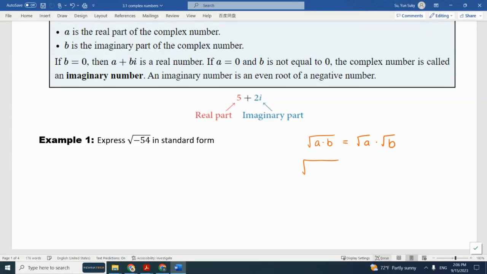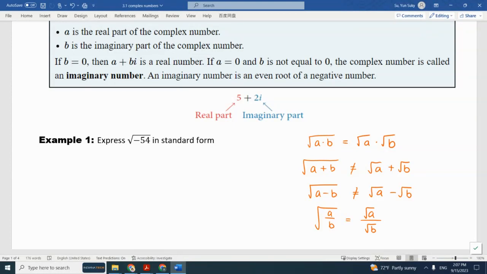Be careful. Square root of a plus b. Is this equal to square root of a plus square root of b? No, this is not true. Don't ever do that, okay? When you have square root of a sum, you cannot split them. How about a difference? Is it equal to square root of a minus square root of b? No. How about division? Is it equal to square root of a over square root of b?